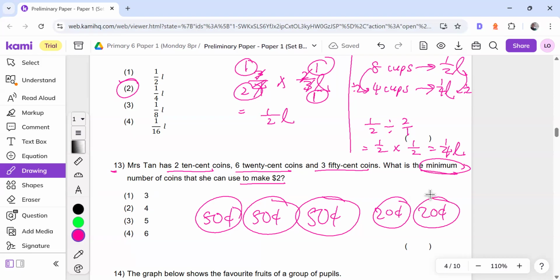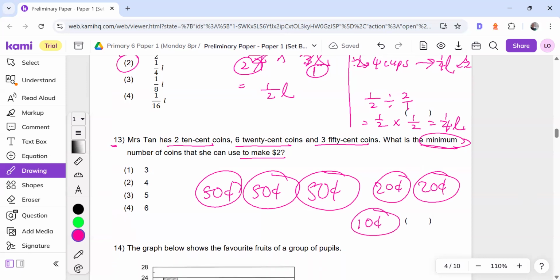So how much already? So I got $1.50, $1.90, then plus another 10-cent coin, which is the lowest value. So to get the minimum coins, you must use the highest value coins, as many as possible. And that is how you make $2. So how many minimum coins do you use? Answer number four. 6 coins. Correct? Okay. All right. Let's go to the next one.